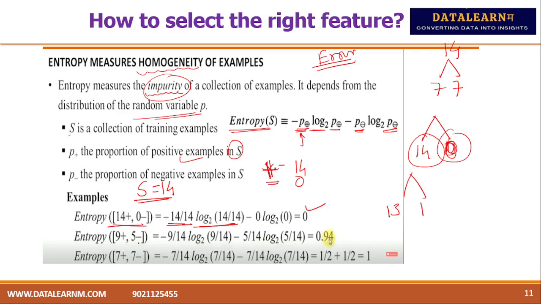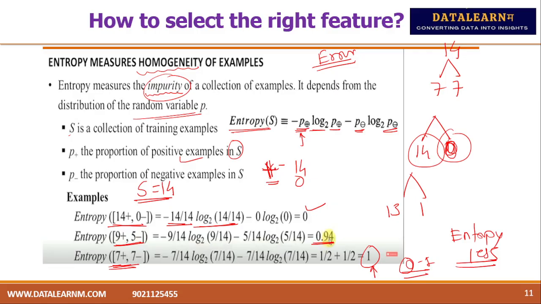Again, if I take 9 5, it will give some value, that is 0.94. And if it is completely half, 7 7, 50 50 percent, we can't say anything, so impurity will be high, that is 1. So in the 0 to 1 range, 0 means less impurity, or no impurity, or no entropy. So what is the expectation? Entropy should be less. If entropy is less, your splitting is proper, correct?